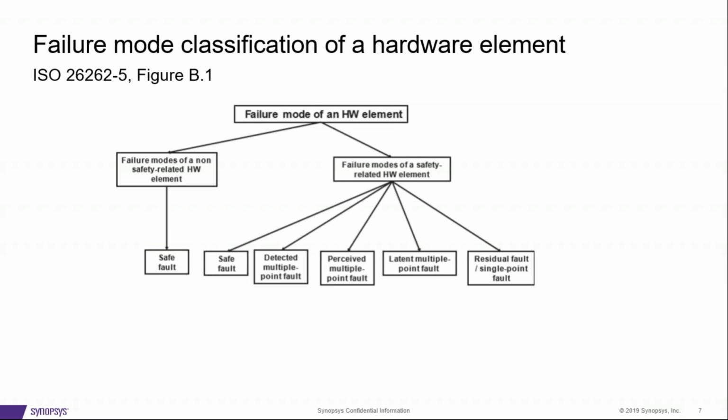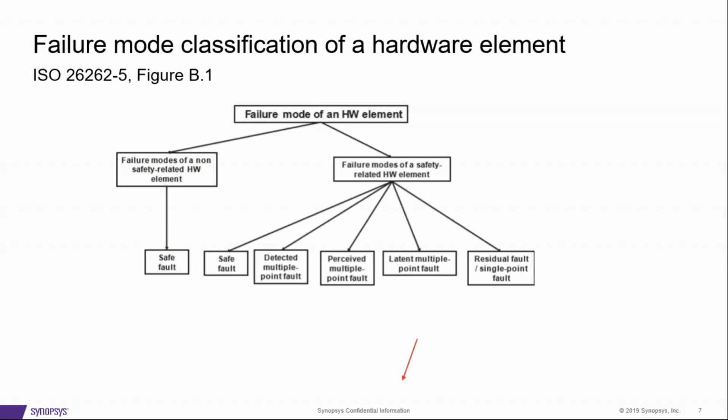The output of this classification flow is two key metrics that the standard asks you to generate. That's the single point fault metric, SPF, where a fault leads directly to the violation of a safety goal, and the latent fault metric, LF, for multiple faults whose presence is not detected by a safety mechanism. So these are two key metrics that you're going to need to generate.